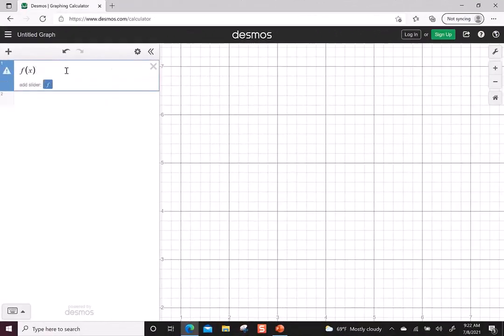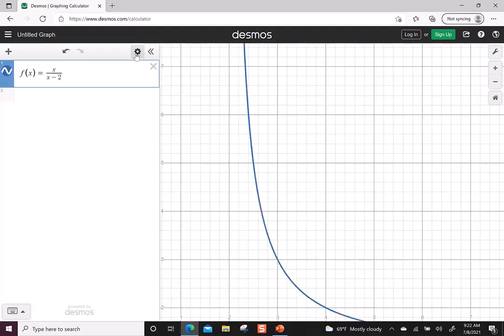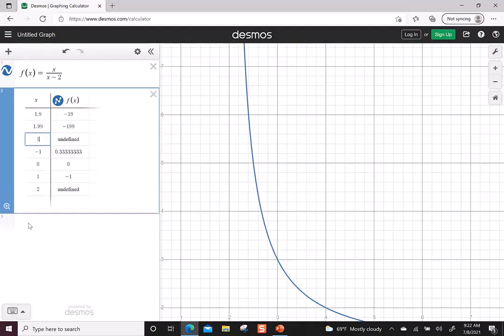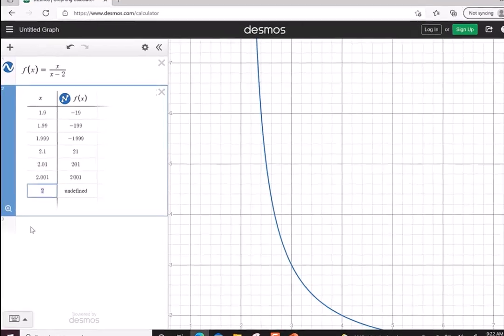First step, put in the function. So I have f of x equals x divided by x minus 2. I go to my list and I say put in a table. And close to 2, I had 1.9, 1.99, 1.999. I had 2.1, 2.01, and 2.001. 2 happened to be on the list already, and it says undefined.